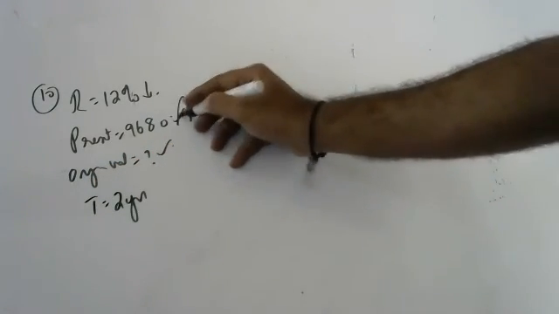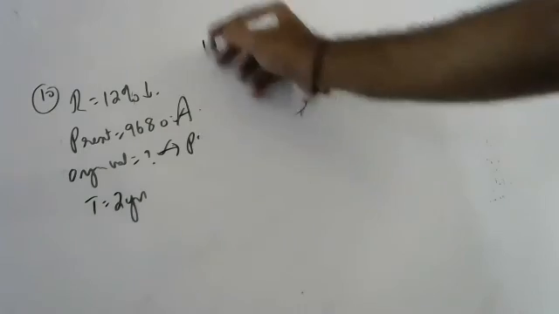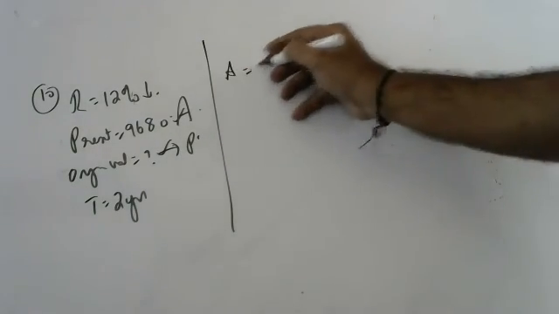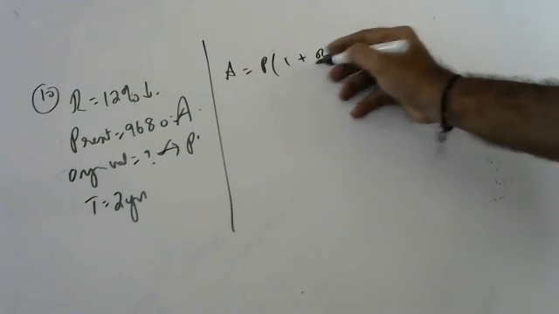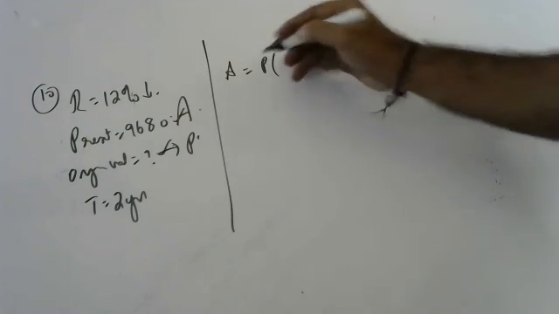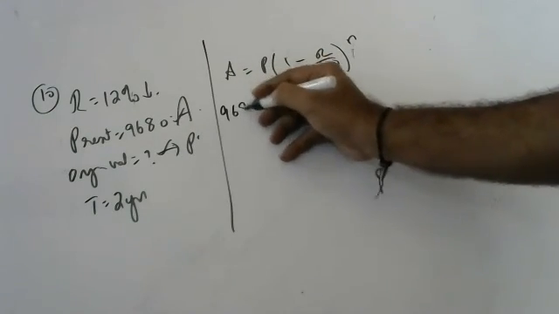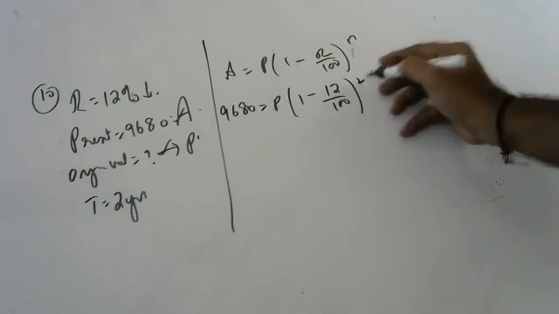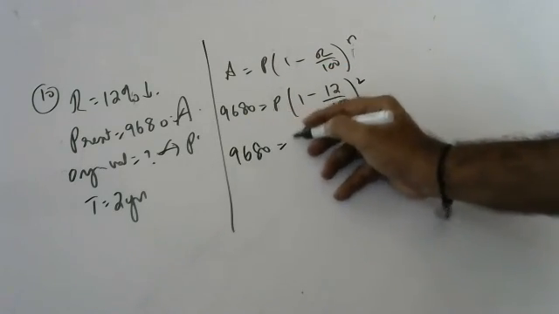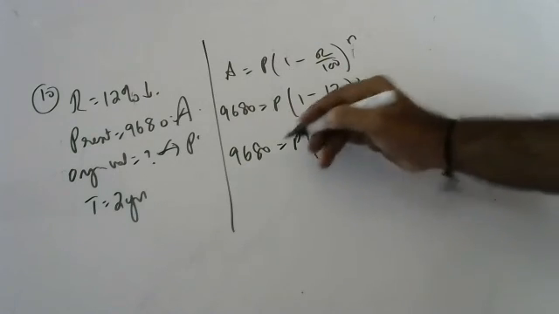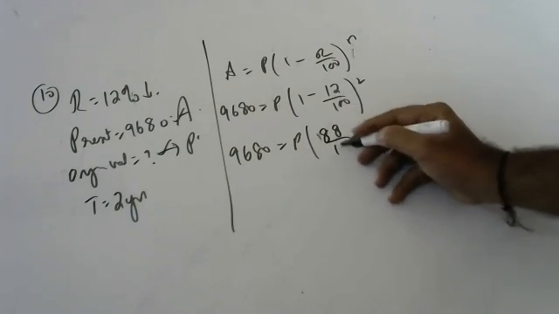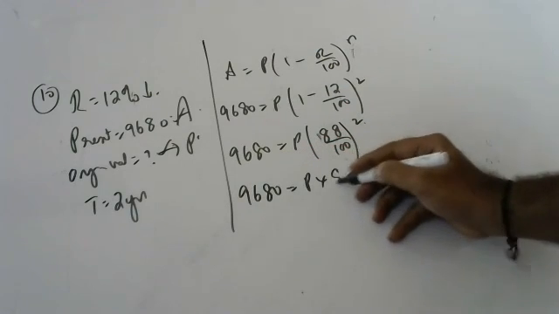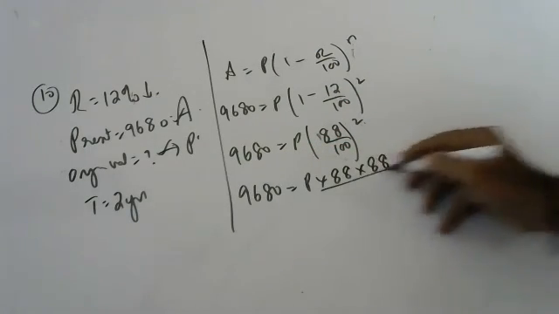Present value is amount. Original value is principal. 9,680 is equal to amount, which is P into (1 minus 12 by 100) to the power n. So 9,680 is equal to P into (88 by 100) whole square.